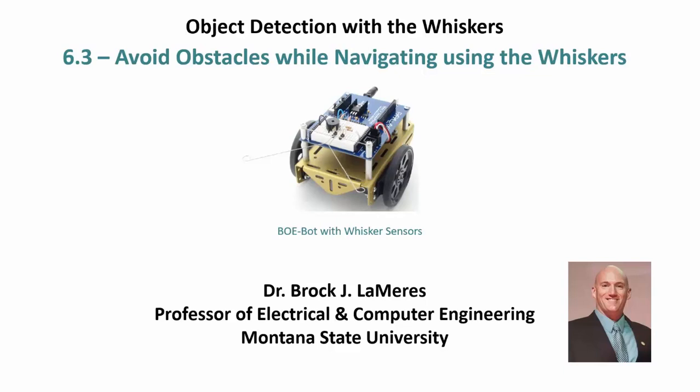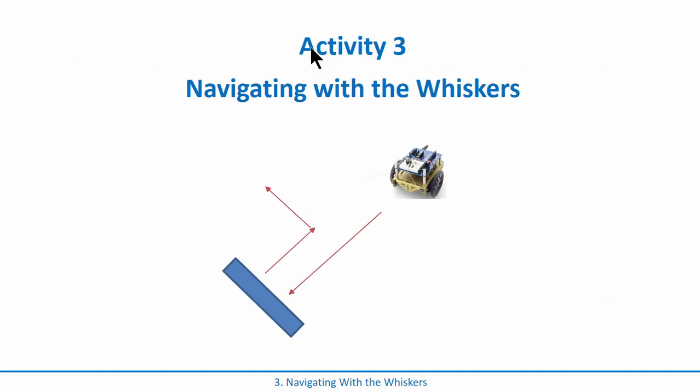Now we have our whiskers on here and we know that they work. Let's take a look at how we can use them to do obstacle avoidance, or at least influence some of our locomotion. So we're going to do this activity 3, navigating with whiskers.